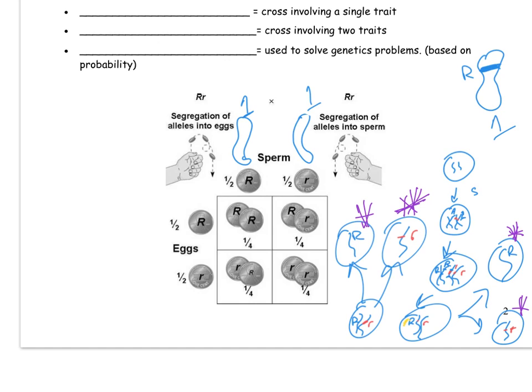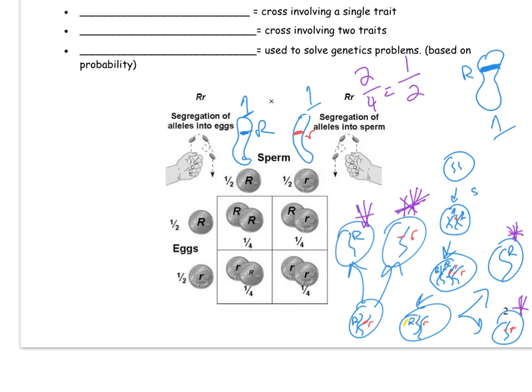So what are the odds of getting that big R, or the odds of getting the little r? Well, it's 2 out of 4, reduced, 1 out of 2. So 50-50. That's where we get these 50-50s from, where this 50 and this half comes from. There's a 50% chance that you're going to get a number 1 chromosome that has a big R, and a 50% chance that you're going to have a number 1 chromosome that has a little r.